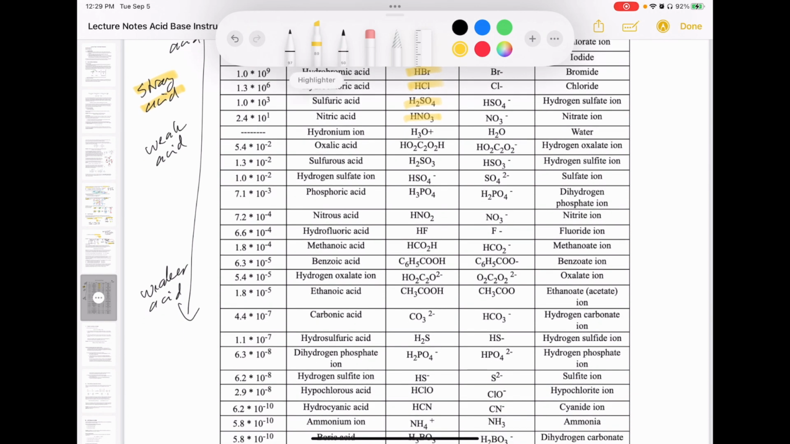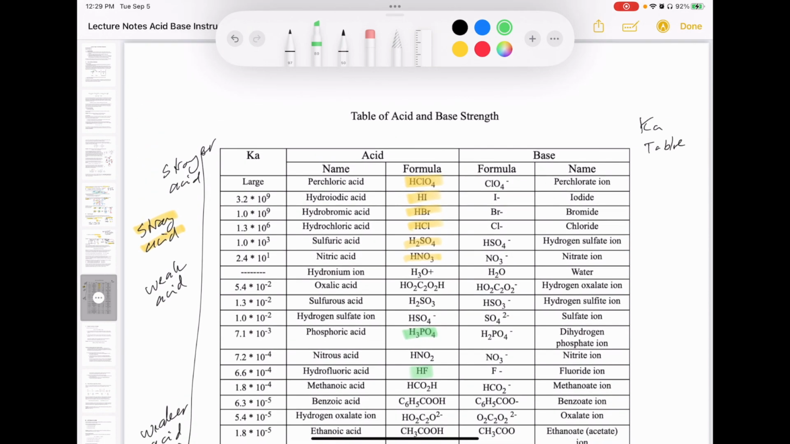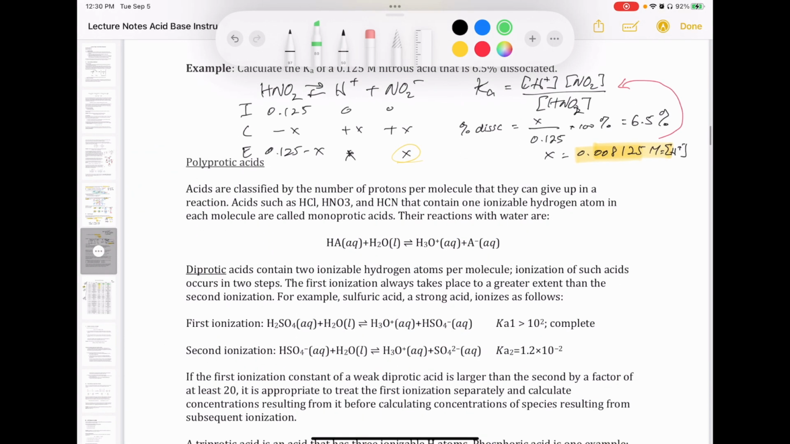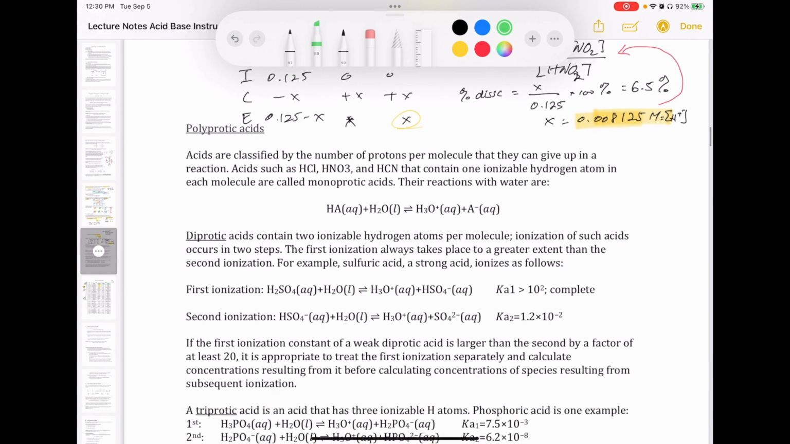So I can say, reading this table, that H3PO4 is a stronger acid than HF. However, they're both weak acids. Okay, so keep in mind that's the terminology. On the right side of the table are the conjugate base of the acids that's shown on the left. So, for example, perchlorate ion, which is ClO4 minus, is the conjugate base of HClO4. Okay, you can actually know the formula of it because the conjugate base always has one fewer proton compared to the acid.